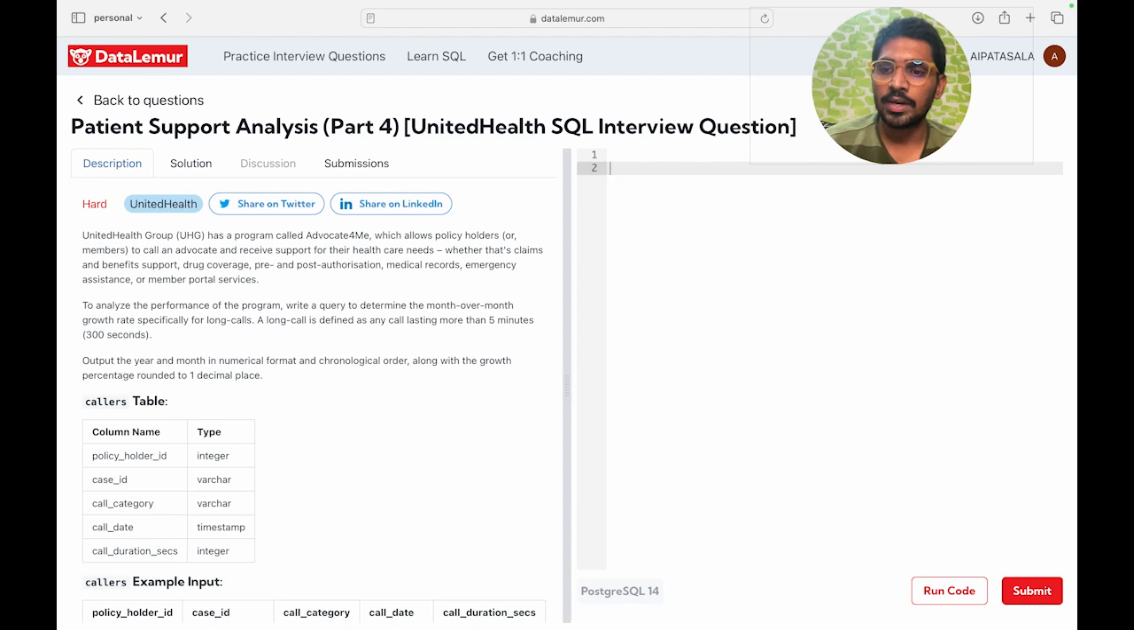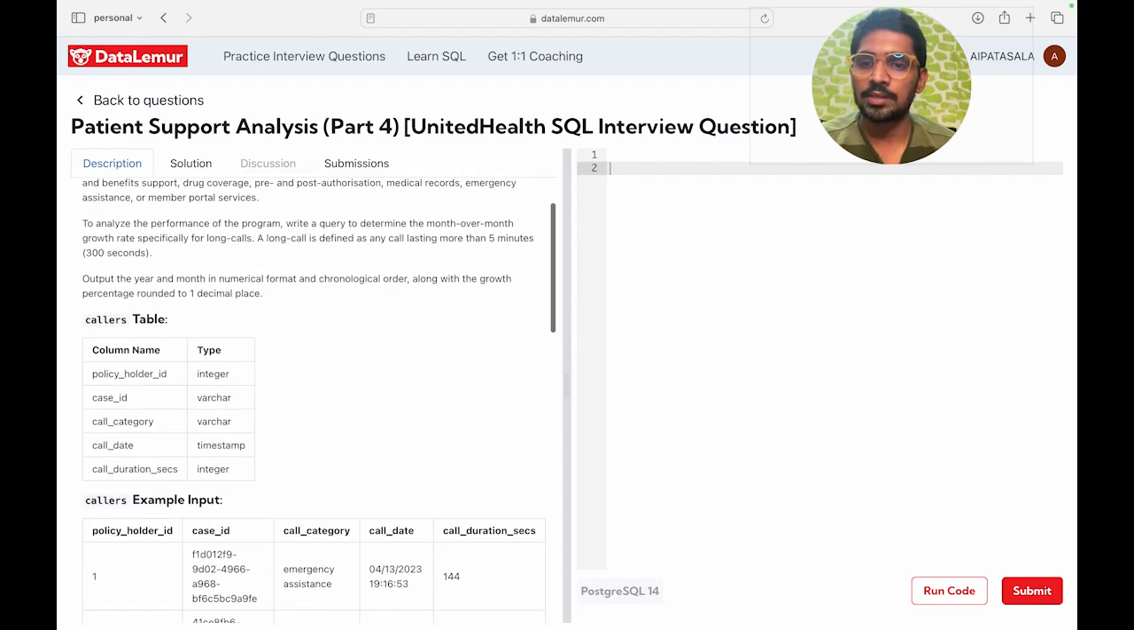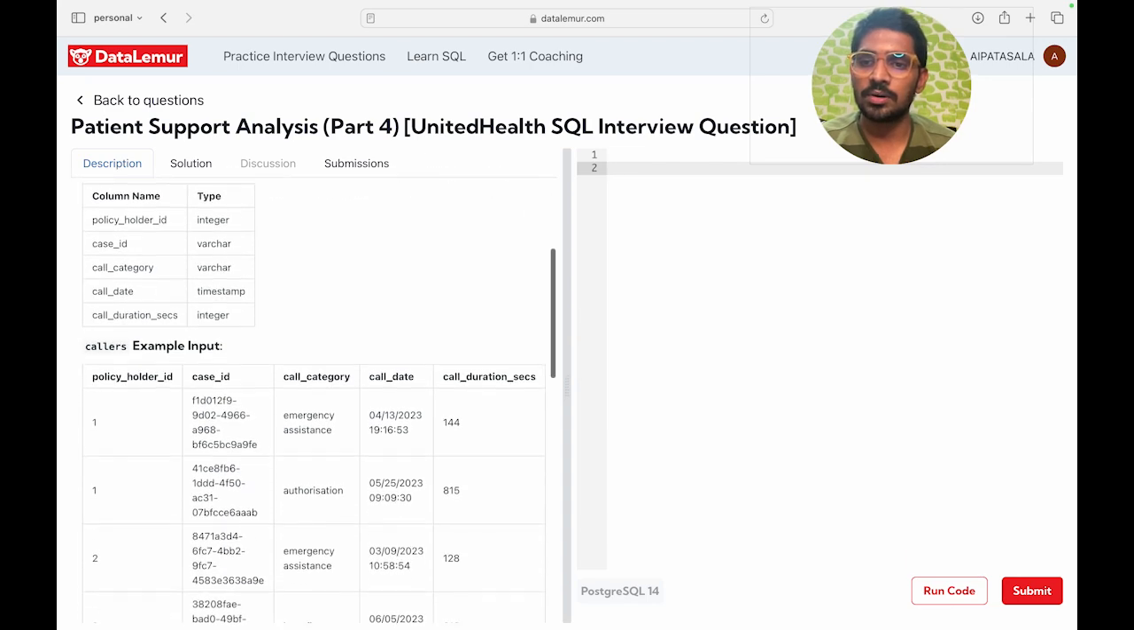Okay. To analyze the performance of the program, write a query to determine the month over month growth rate for long calls. A long call is defined as any call lasting more than 5 minutes. So we want to write a query to determine the month over month growth rate of long calls. Output the year and month in numeric format and chronological order, along with the growth percentage rounded to 1 decimal place.